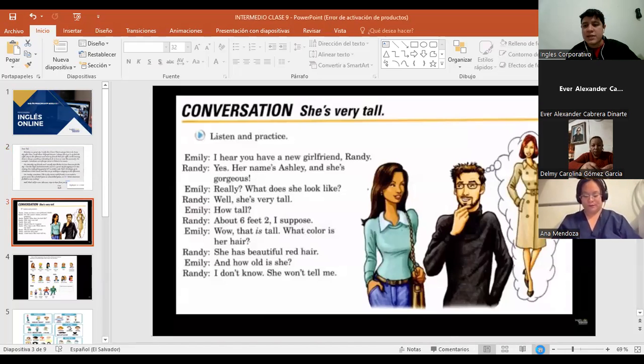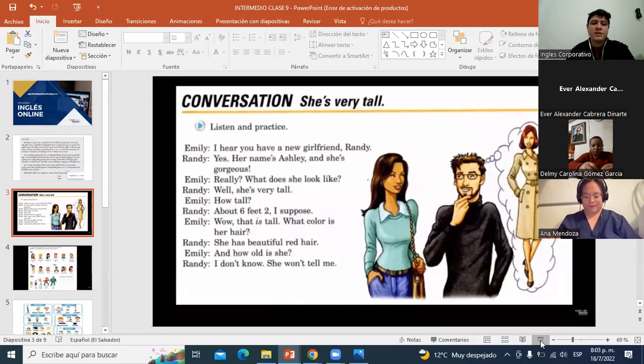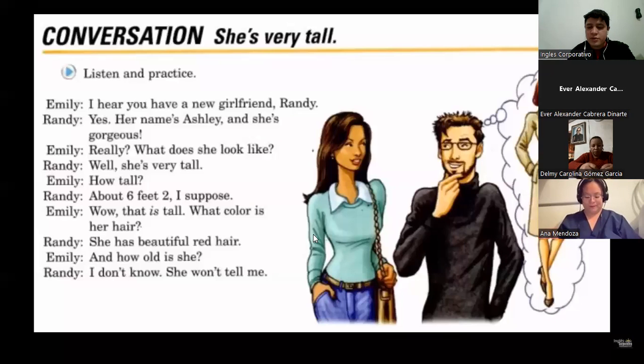But first, guys, let me share you this conversation that I have here for you, okay? So tonight we are going to start with this one. It says she's very tall. So let's see, guys. We have Emily and Randy. So please read with me, guys.